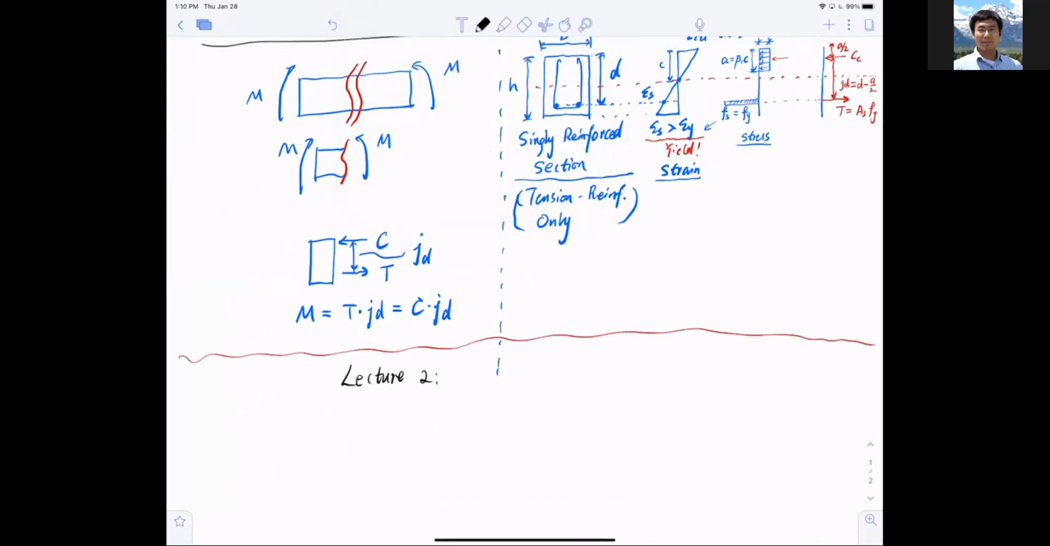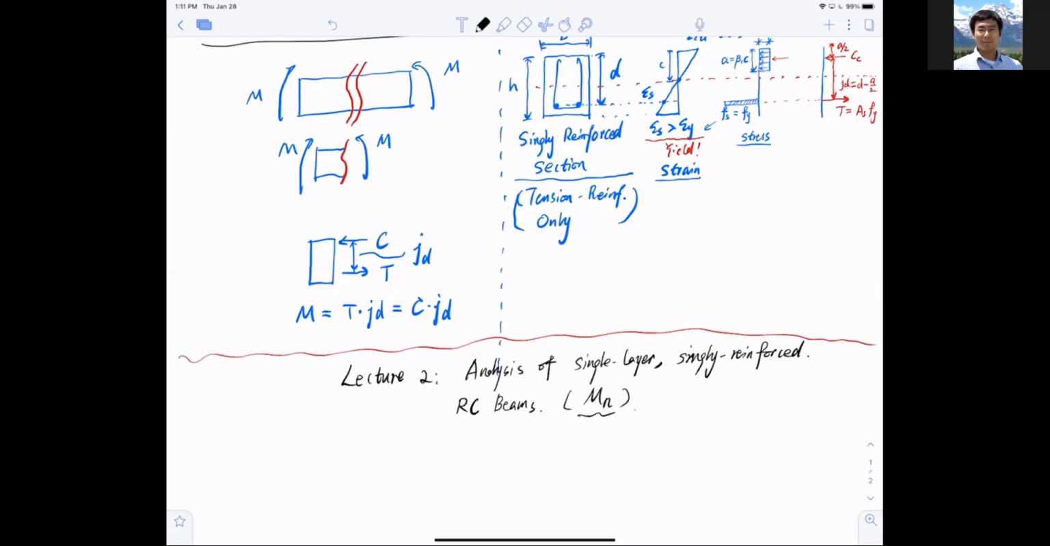So we're going to talk about analysis of single layer reinforced. And remember, what does singular reinforced mean? Only tension reinforcement, right? Single layer reinforced RC beam, or Mn.